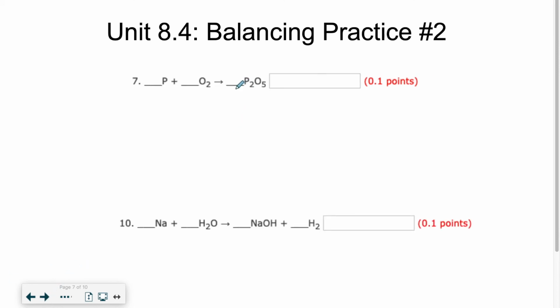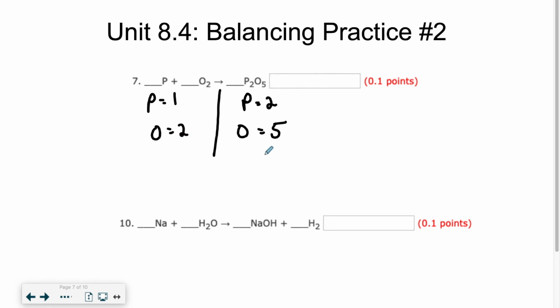On the 8.4 assignment, here we're looking at number 7. My phosphorus on the left is going to be a 1, and my oxygen is going to be a 2. On the right side, my phosphorus is going to be a 2. My oxygen is going to be a 5. All right, now I need to make these oxygens the same number. There's no way that I can make this a 5 or this a 2.